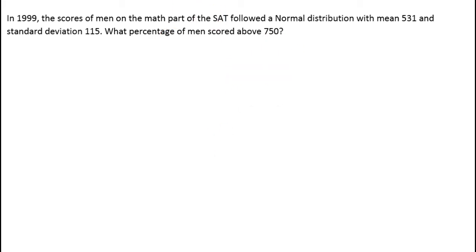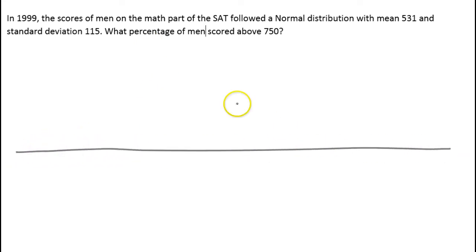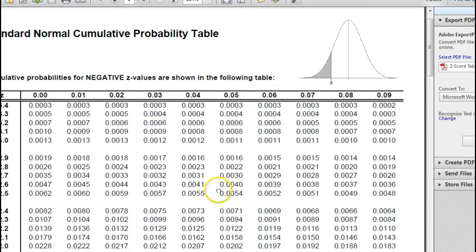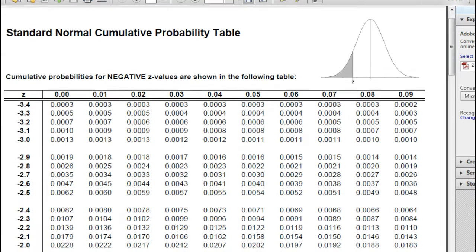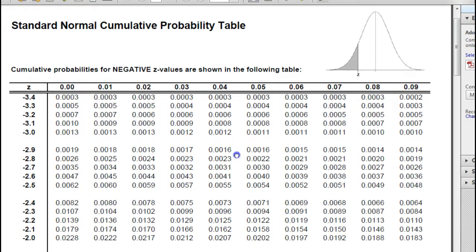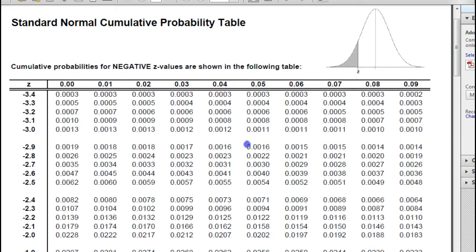Now, I'm going to propose using a particular strategy that keeps you organized and on top of things. Part of this process, we are going to be using a standard normal probability table, a z-score table. So if you don't have one of these, you're going to need to get your hands on one.